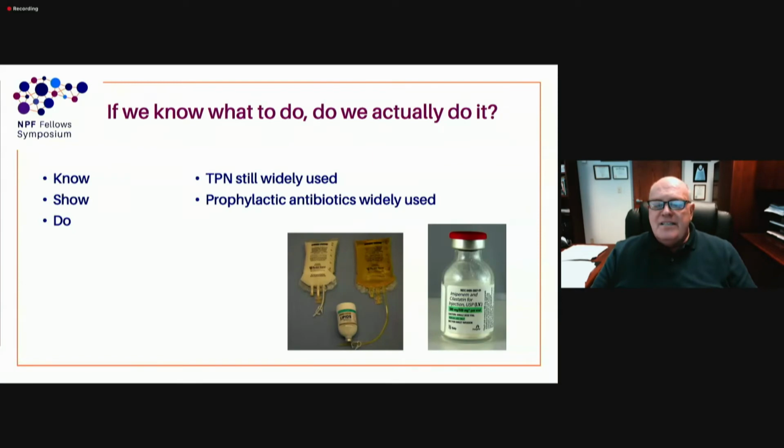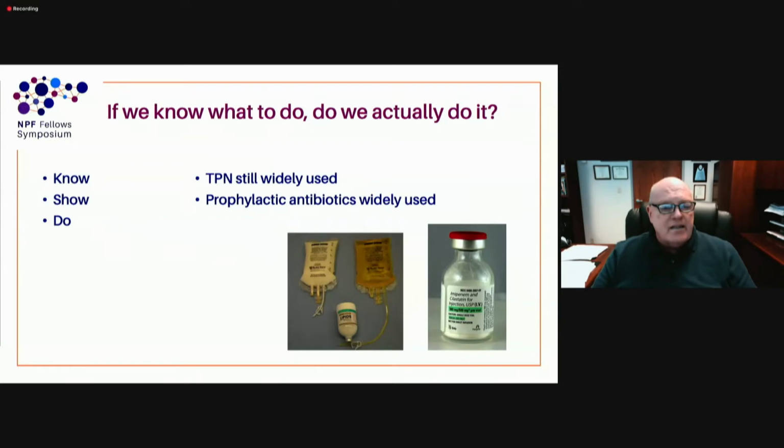So the other question is, if we know what to do, do we actually do it? We know that TPN is not helpful and it's often harmful. We know that prophylactic antibiotics don't work. I'm thinking about when I teach a fellow endoscopy, I go through this process. Do they know what to do? I present them with a scenario, ask them what they should do, and they give me an answer. And hopefully they know what the right answer is.